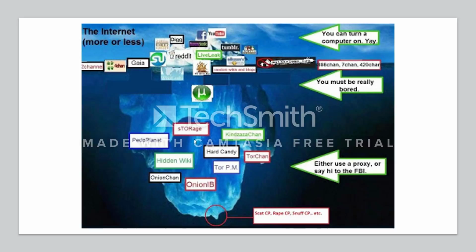Now, this is just a picture of the difference between the internet, the normal surface web, and the deep web. The surface web is just the tip of the iceberg you see of the whole World Wide Web. The deep web is generally known to be 500 times the size of the surface web.